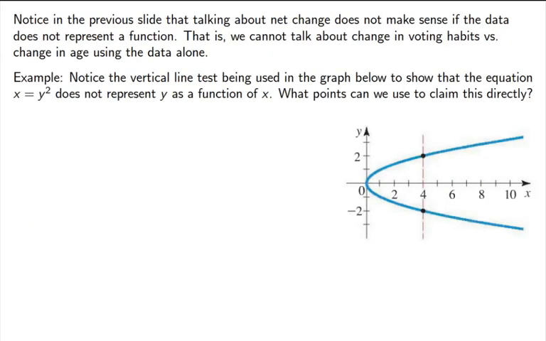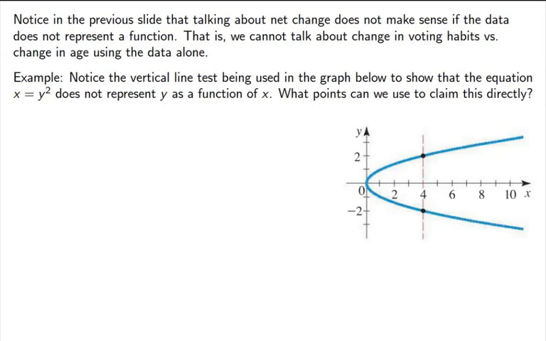Notice from that previous slide that because we were talking about data that didn't represent a function, we can't really talk about net change. Now there's something called a regression line, but we're not going to talk about that right now. So following the thought process of the previous problem, let's look at this example where the vertical line test is being used in this graph.